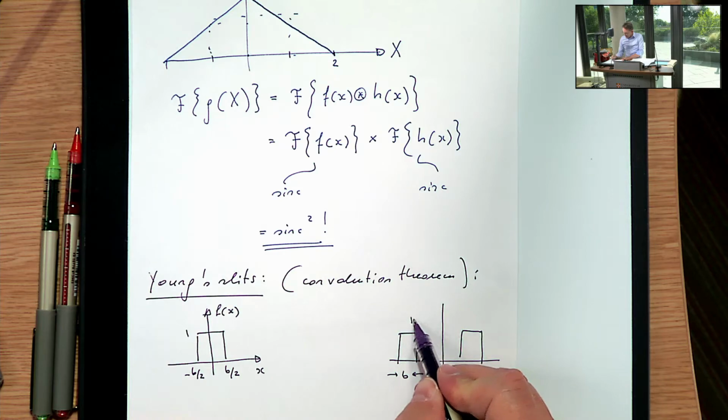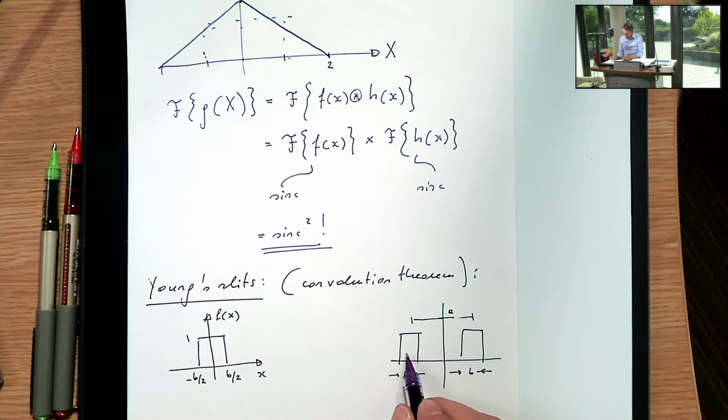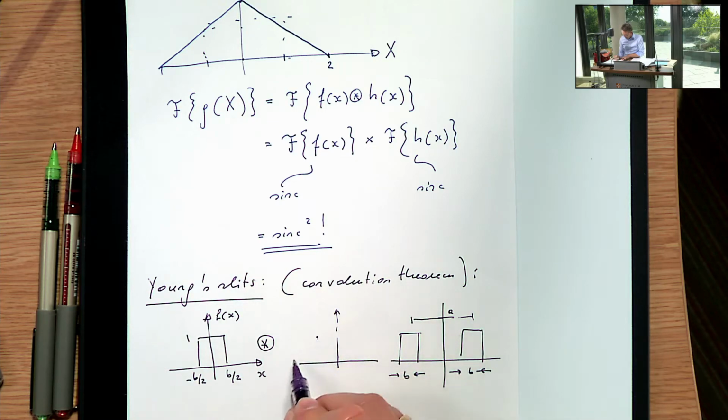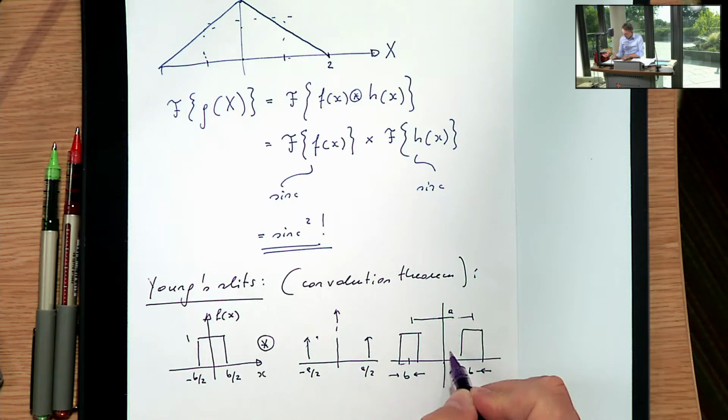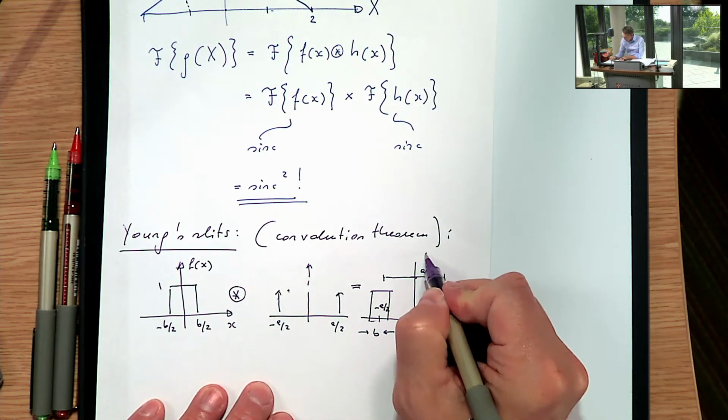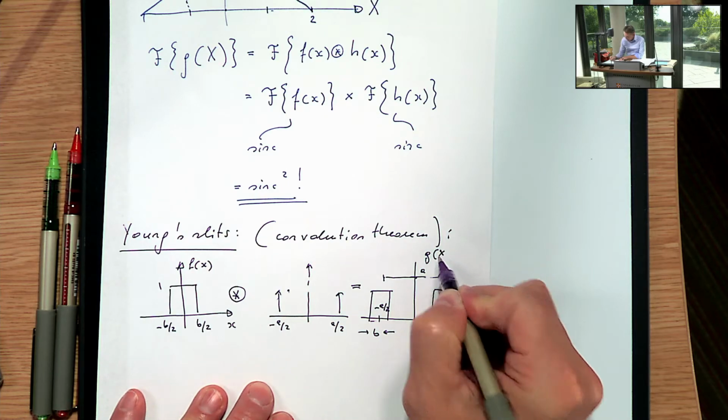And they are spaced a distance a from one another. And in fact, this function here, by the convolution theorem, is just a convolution of this function with two delta functions. So one delta function at minus a over 2 and one delta function at a over 2. So that's minus a over 2 and that's a over 2. Can you see this? So this is g of x.